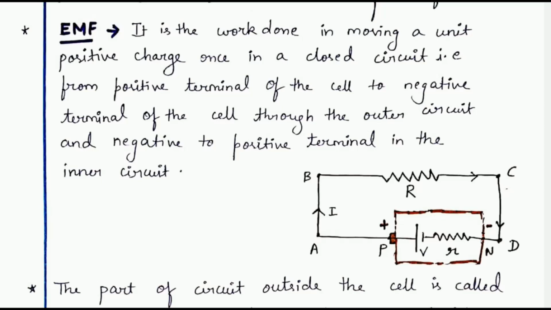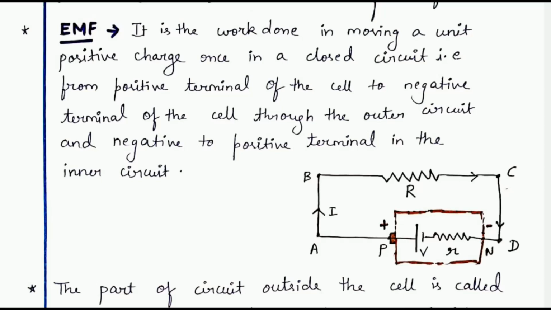But for terminal potential difference, we take the same charge, that is a unit positive charge, and start from the positive terminal and end at the negative terminal. We don't form a complete cycle here. There is another definition for EMF and terminal potential difference as well.